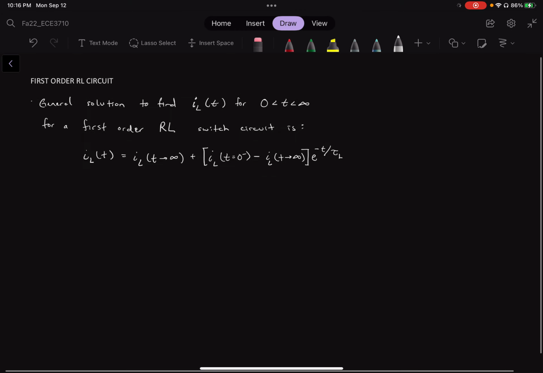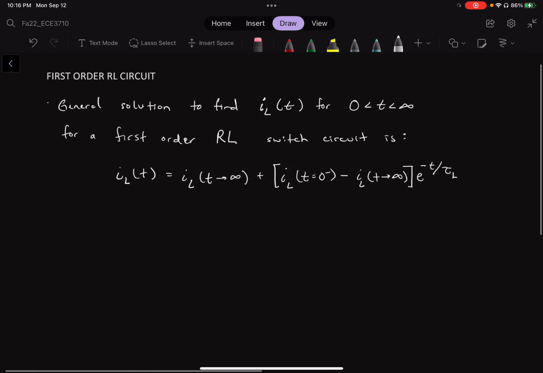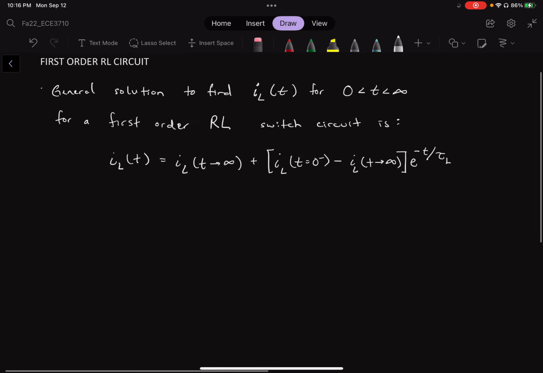Hello everyone. Today we're going to be talking about first order RL circuits. More specifically, we're going to talk about how we can use this general solution shown below to find the current of an inductor for any time between 0 and infinity for specifically RL switch circuits. As you can see, there are 3 unique terms that we need to solve for.